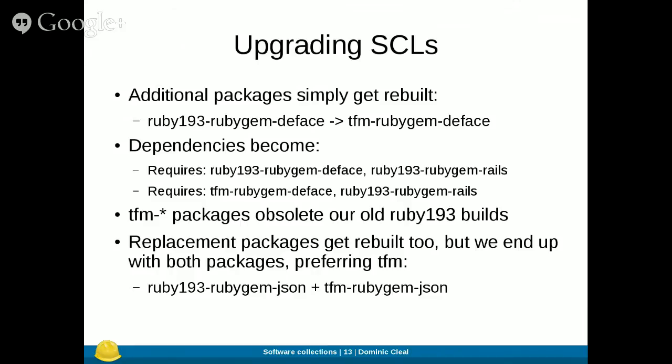Upgrading is going to be perfectly possible, although it's currently untested. So we will be renaming packages. In the face example, we simply change the prefix from Ruby 193 to TFM. And dependencies change similarly. So we have Ruby 193 deface that now becomes TFM Ruby gem deface. The Rails dependency comes from the Ruby 193 collection, so we keep the same prefix. We have RPM obsoletes in our spec files, so you upgrade to the TFM package and yum or DNF will delete our old Ruby 193 builds.